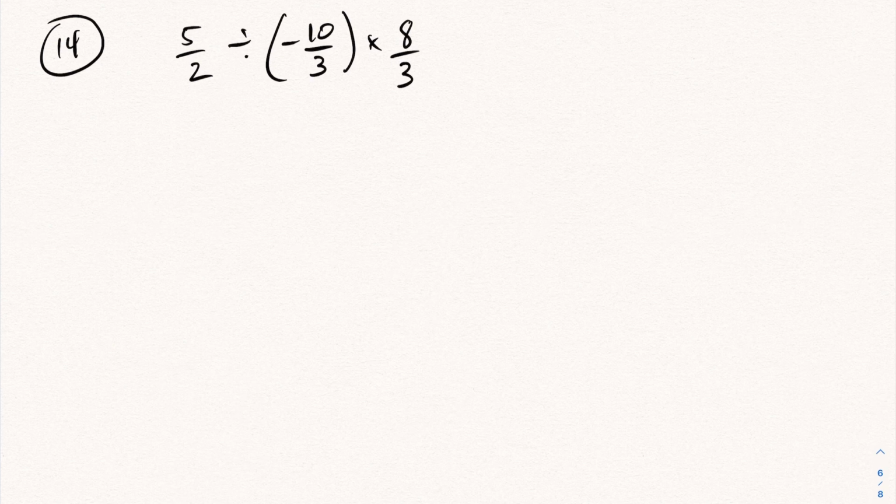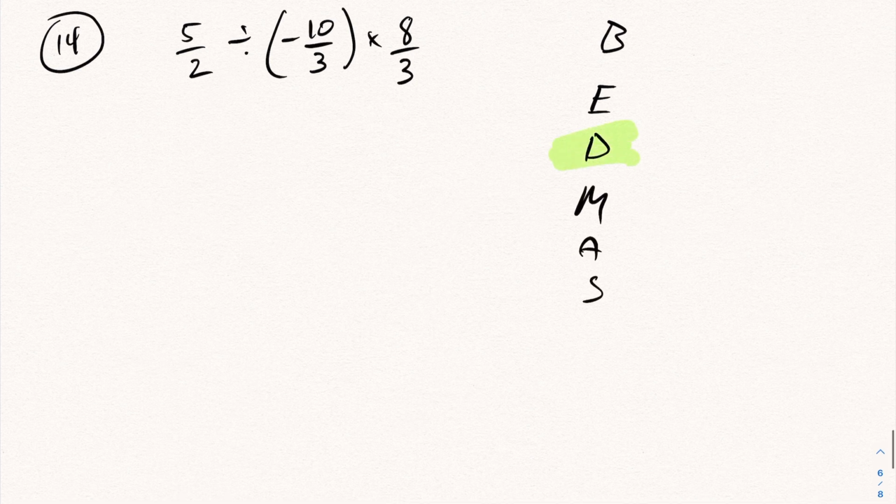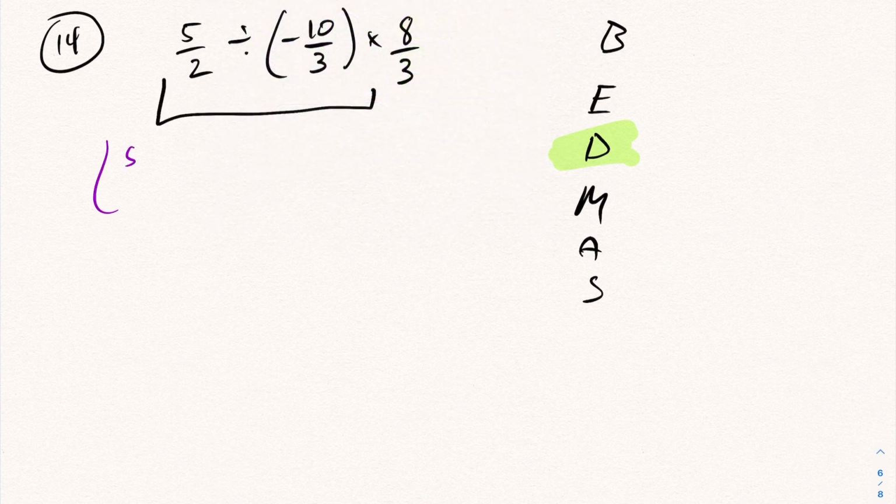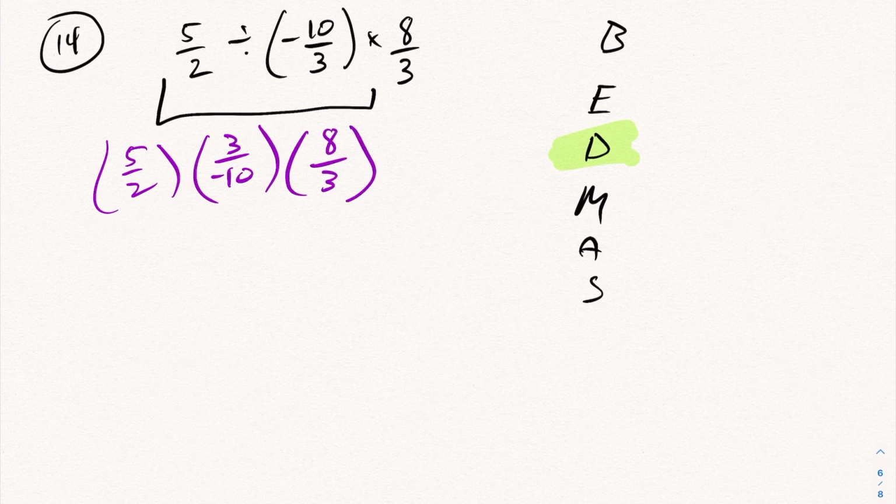Okay, let's take a look at number 14 here. So for number 14, if you look at your BEDMAS rules here, we see that division comes before multiplication. So in this case here, we have to take care of this expression first. So I've got here 5 over 2, change division to multiplication, and flip. And I'm going to get rid of that multiplication symbol and just show multiplication with the brackets.